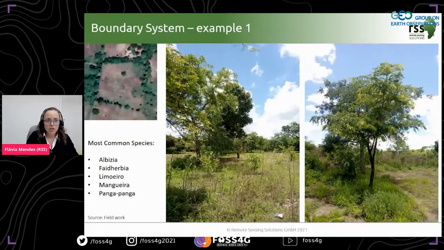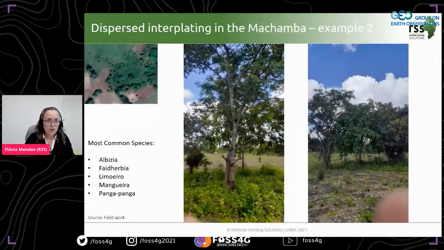In our community in Mozambique, in Sofala, we have two important agroforest systems. One is the boundary system, as you can see: they plant squares of trees, making a wall, so the trees are next to each other. They also have dispersed interplanting in the Machamba, and the Machamba is the property of the person who is living there.